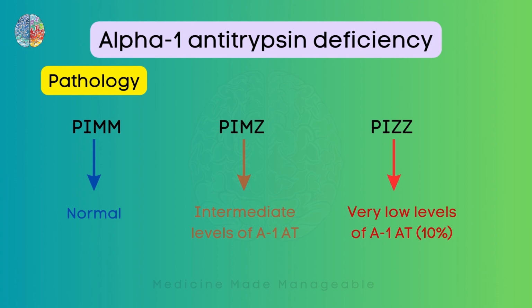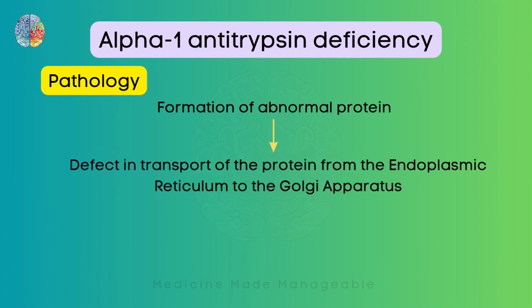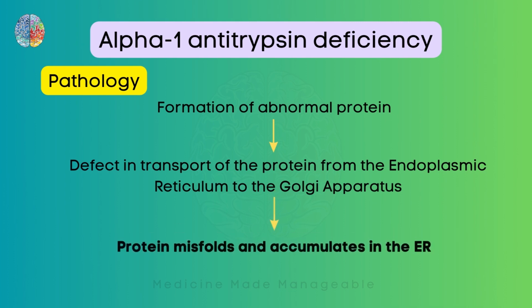Now let's see why there is a deficiency of this protein in the first place. So due to abnormal genes, there will be formation of abnormal protein. Due to this, there will be a defect in the transport of protein from the endoplasmic reticulum to the Golgi apparatus. And so the protein misfolds and it accumulates in the endoplasmic reticulum. So due to these reasons, this protein is not able to do its normal function and we have the symptoms.